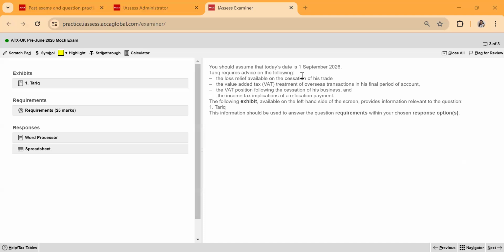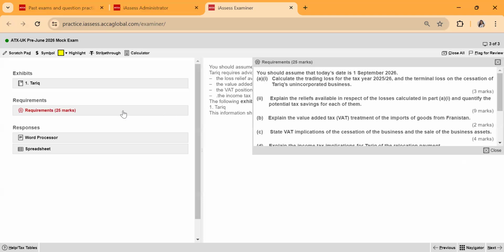You should assume that today's date is 1st September 26. Tariq requires advice on the following: the loss relief available on the cessation of his trade, that is the terminal relief; the VAT treatment of overseas transactions in his final period of account; the VAT position following the cessation of his business; and the income tax implications of a relocation payment, relocation employment income. Okay, so let's see the requirement and do it step by step.